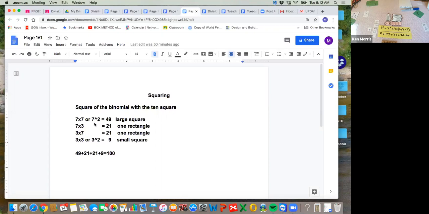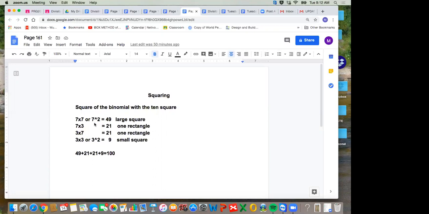So 7 times 7, or 7 raised to the 2 power, equals 49. That's our large square. 7 times 3 is 21. That's one of our rectangles. 3 times 7 is 21. That's the other rectangle. And the smallest square is the square.